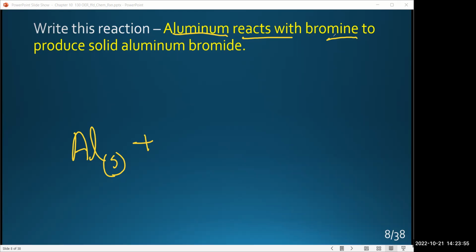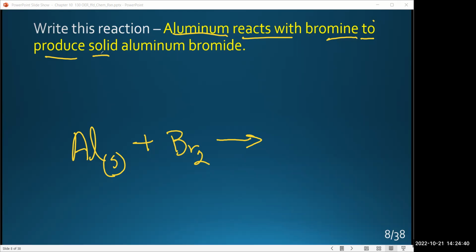And then we have bromine, just like chlorine. This is the diatomic element. Okay. And anybody know what physical state bromine is? Is it a solid, liquid, or gas? Okay, we'll come back to that. Think about that. Bromine, to produce is our key word for the reaction arrow.